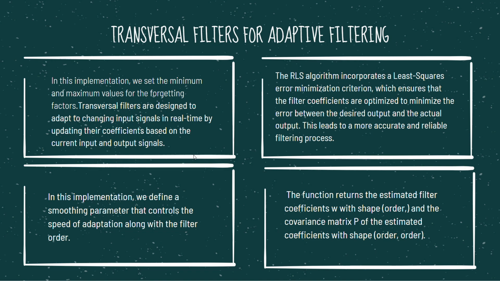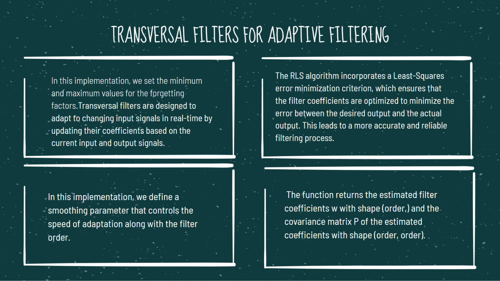Let's understand the transversal filters for adaptive filtering. In this implementation, we set the minimum and the maximum values of the forgetting factors. Transversal filters are designed to adapt to changing input signals in real time by updating the coefficients based on the current input and output signals. The recursive least squares incorporates a least squares error minimization criterion, which ensures that the filter coefficients are optimized to minimize error between the desired output and actual output. This leads to a more accurate and reliable filtering process.